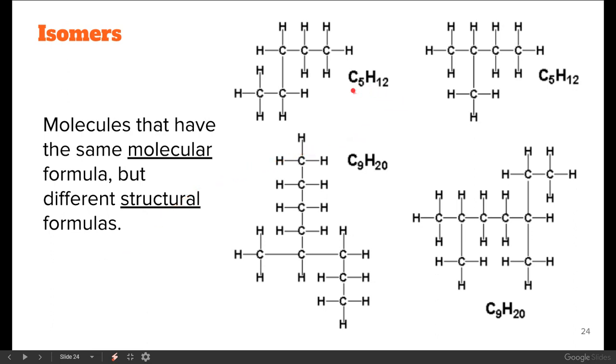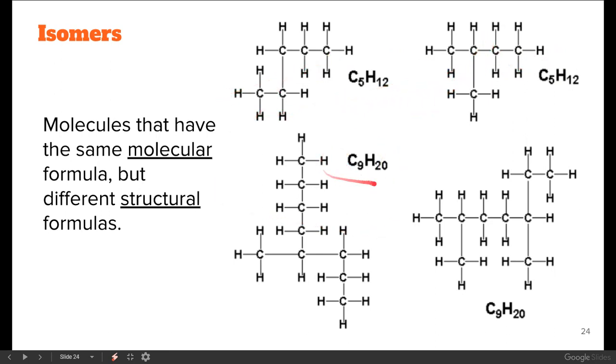Compare them. Notice their molecular formula is C5H12. Both of them have C5H12. But if you look at it, they have different structural formulas. This is not the same structure as this right here. So these 2 are isomers of each other. That's what we're looking at there. So same molecular formula, but different structural formula. Okay.